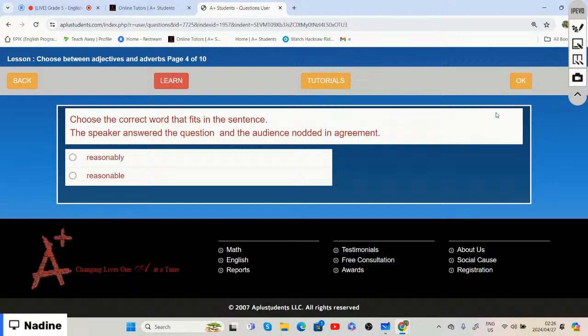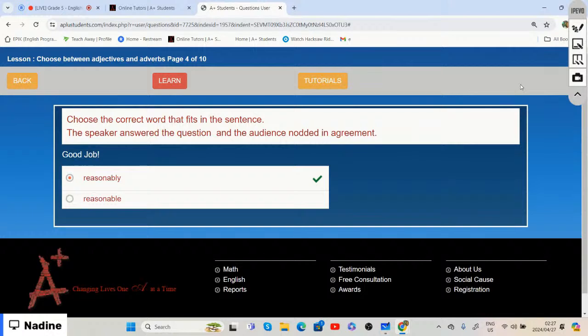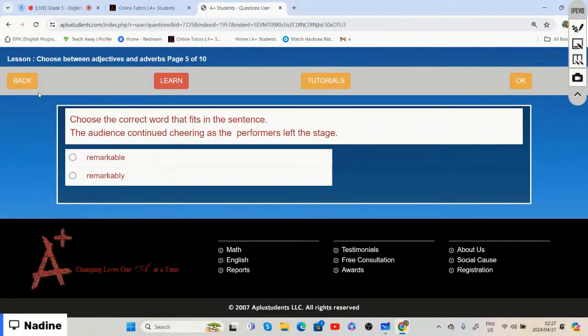All right, so we can say the speaker answered the question reasonably, not reasonable, reasonably. And the audience nodded in agreement. Yes, so well done, well done.